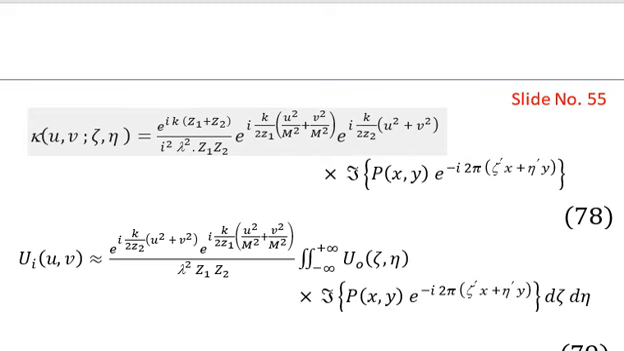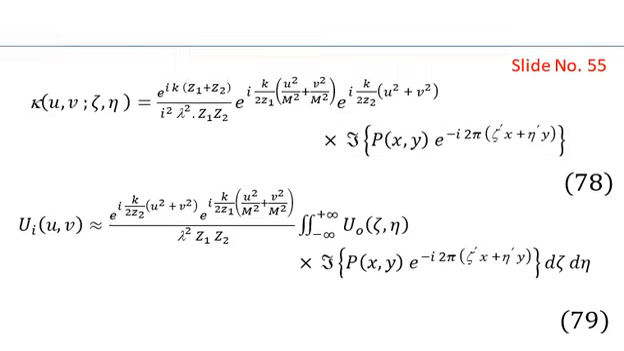So you see that the quadratic phase factor is not present in kappa, the impulse response of the system, as given in equation number 78. Otherwise it would have to be present within the Fourier transform, within the curly bracket on which the Fourier transform operator will operate.